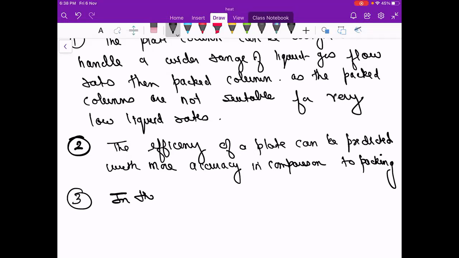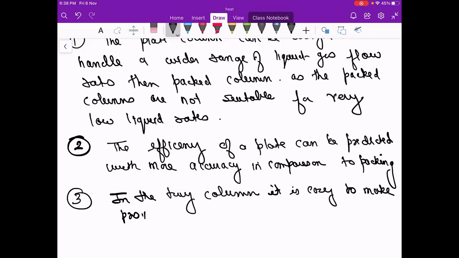In the tray column, it is easy to make provision for the withdrawal of a side stream. Basically you can easily make a provision for a side stream in the tray column. In the packed column, you can't do this.